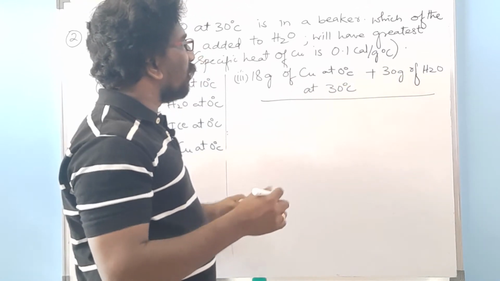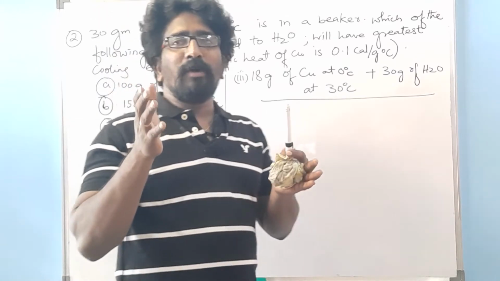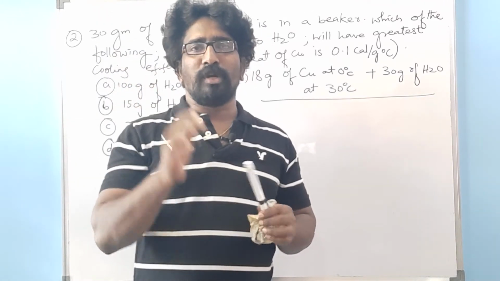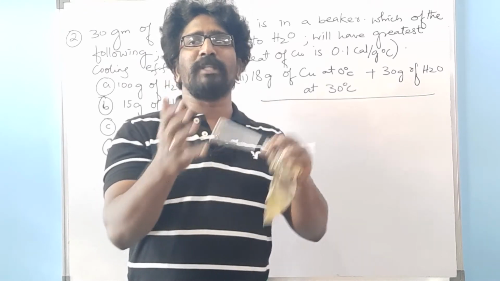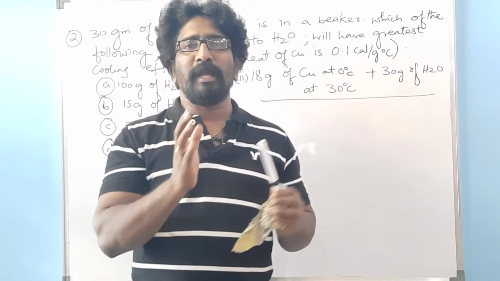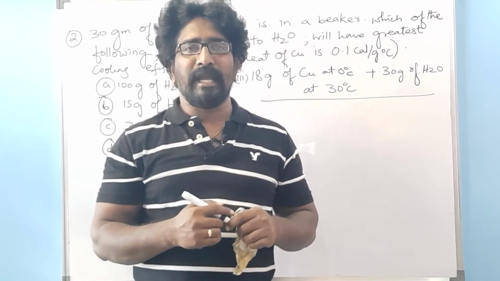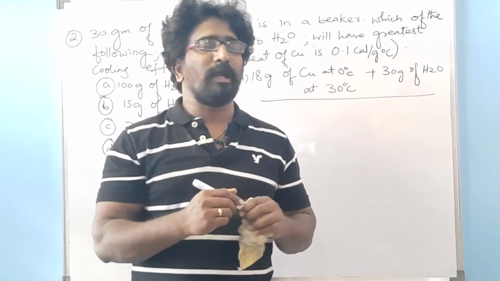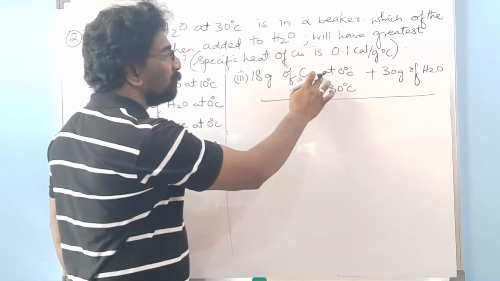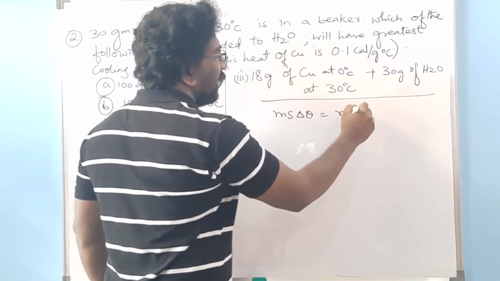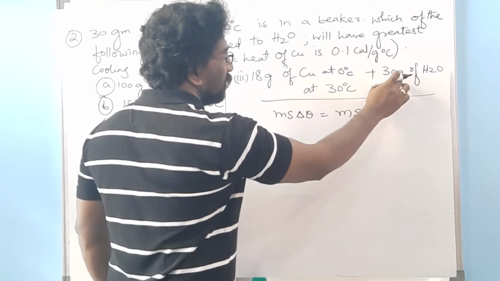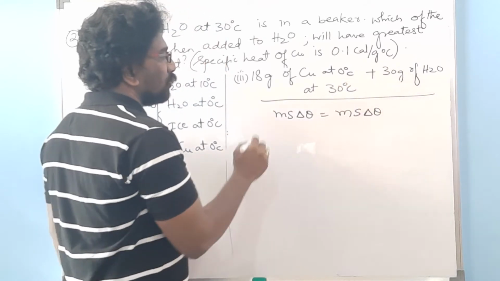So now what is happening here? Your copper is in the liquid form. You don't assume that copper is in the solid form. Copper is in the liquid form, so liquid is mixed with liquid. The formula will be heat absorbed is equal to heat lost, that is m s delta theta is equal to m s delta theta. So the heat absorbed m s delta theta is equal to the heat lost by the 30 grams of water.